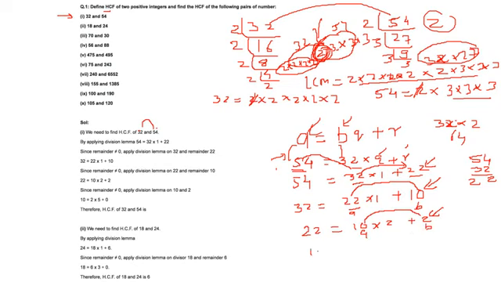So 10 can be represented as 2 into 5 plus 0. 2 fives are 10, so we get a 0. Now we get a 0 here, that is, the remainder is 0, and this 2 is the HCF. I hope you got the idea. This is how, by applying the division lemma, we get the HCF as this number.